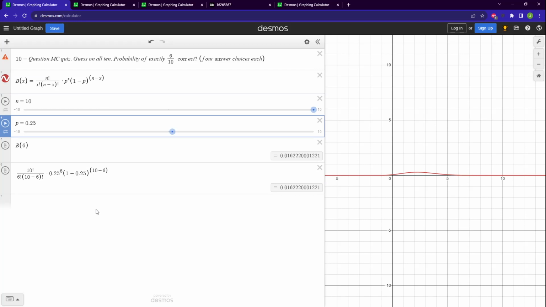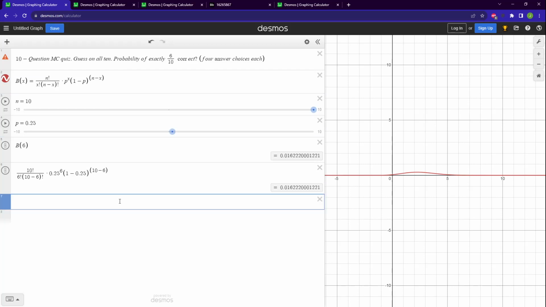Furthermore, suppose I also asked you for the probability of getting 7 correct. Well, if you wanted to do this with 7, you're going to have to take this whole thing and switch all of those 6s for 7s. Alternatively, we can just put b of 7, and that's it. So you can see how using this notation in lines 2, 3, and 4 makes it much easier for you to do the work.